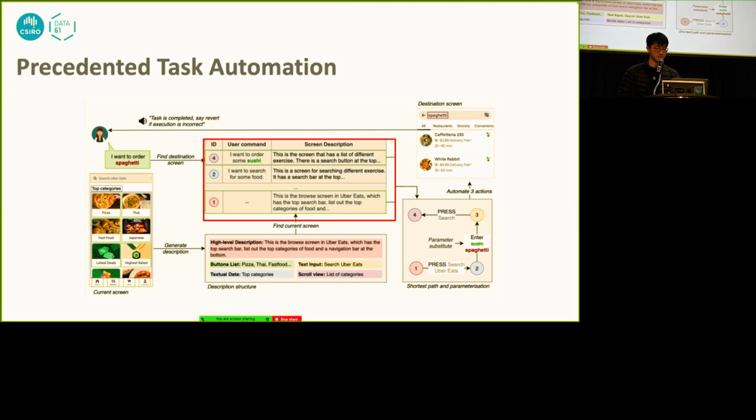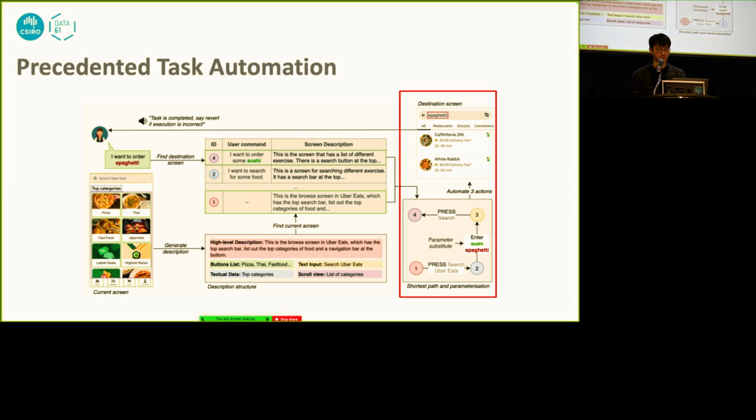Once the system has identified the current screen, it can use this to look for similar tasks and screens in its database. Here we can see that there's a previous user command, like I want to order some sushi, and that corresponds to screen ID 4. So the system can recognize this similar task and prepare to replicate that path. It does this using a shortest path algorithm to automate the user's interactions based on previous traces.